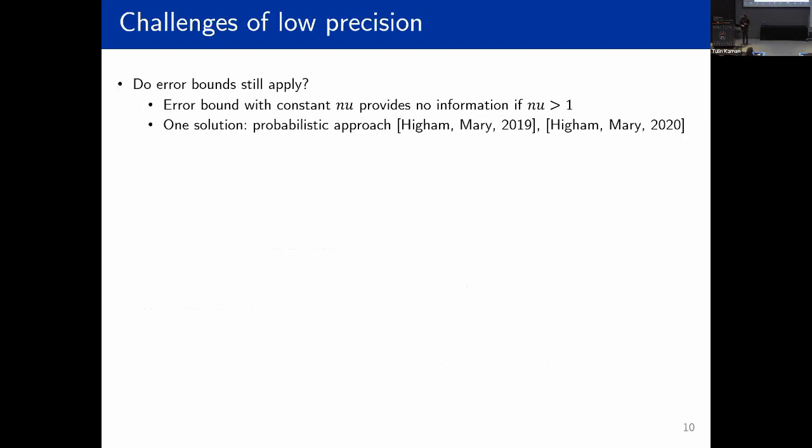All right, and so in this next part of the talk, I'm going to first, again, try to convince you of why this is important and what can go wrong, right, if we just blindly use low precision in places without thinking too much about it. Okay, and so there are a number of challenges we have to think about. So the first, okay, if I use low precision in this part of my code, do the existing error bounds still apply?